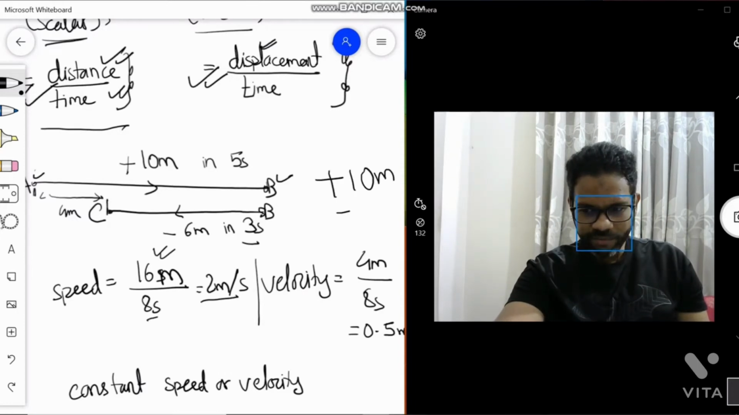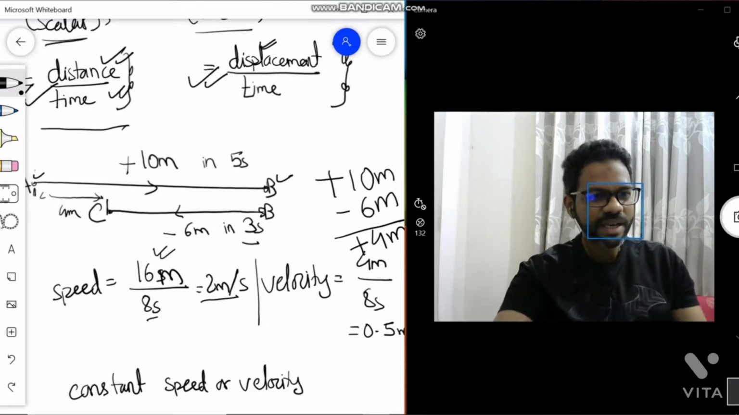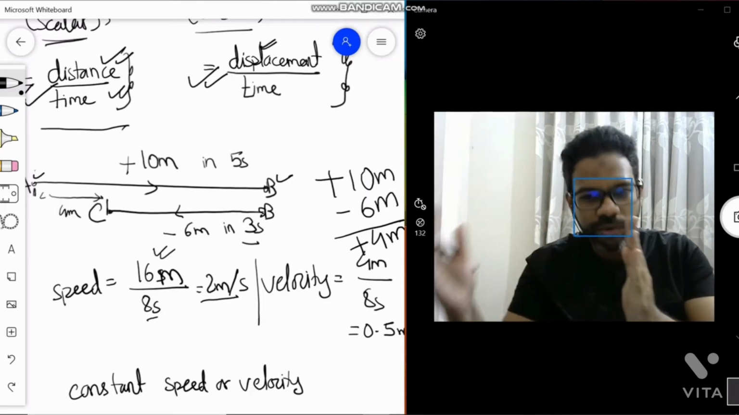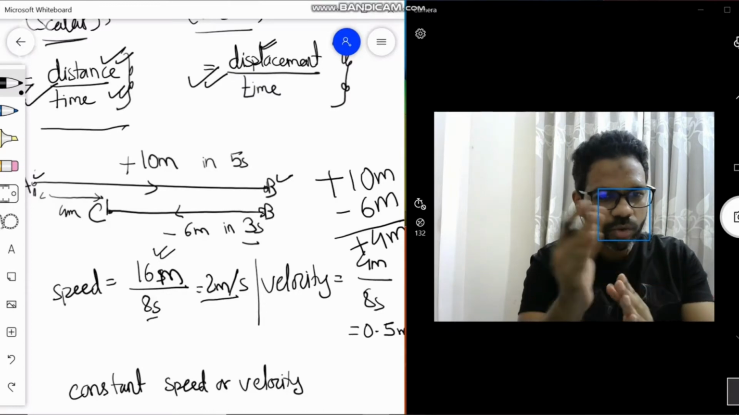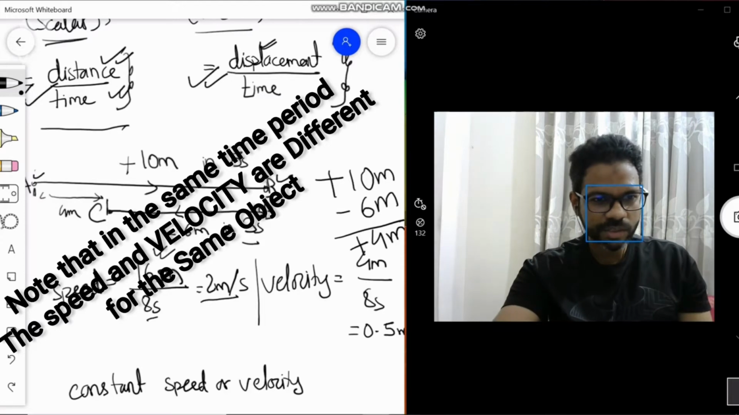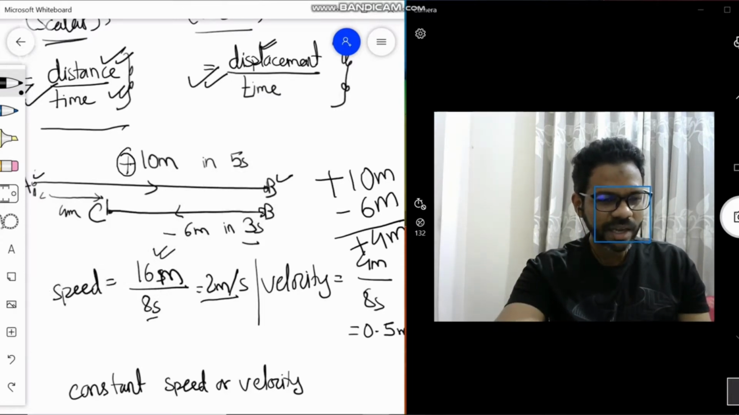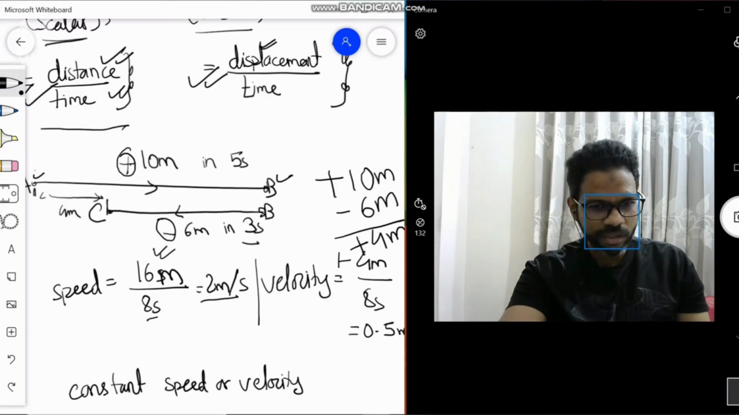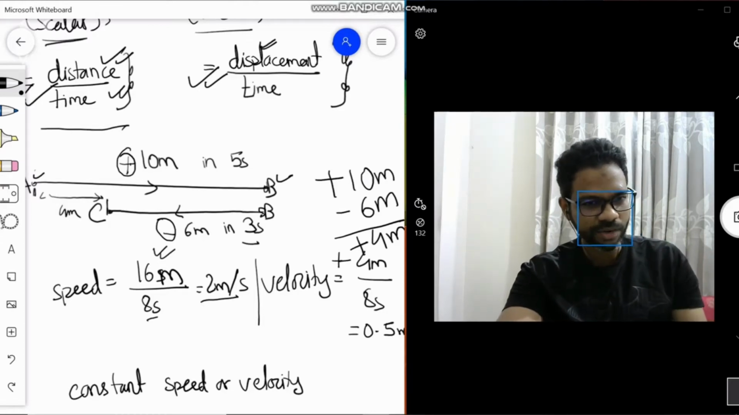We moved to the left another 6 meters. So our total displacement is positive 4 meters. The positive sign here means that I have moved 4 meters to the right from my starting point. How do I know that? Because of the plus sign. Initially, when I was considering 10 meters here, I took the right hand side as positive and the left hand side as negative. So the plus sign shows that I have moved 4 meters away from my starting point in the right hand direction. So the displacement here is 4 meters.